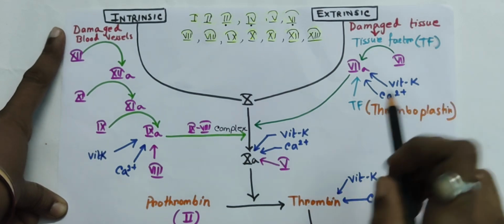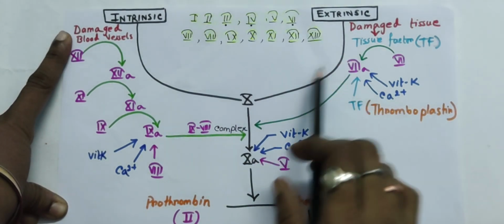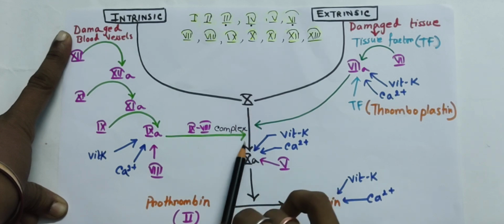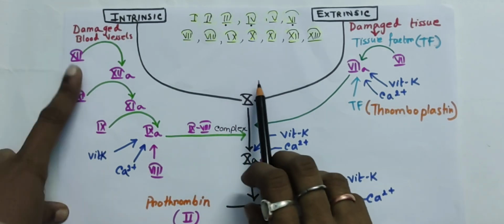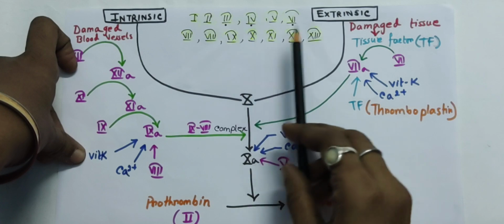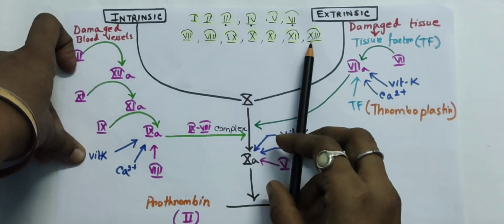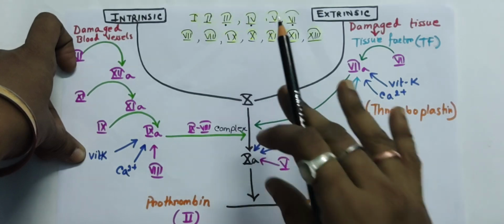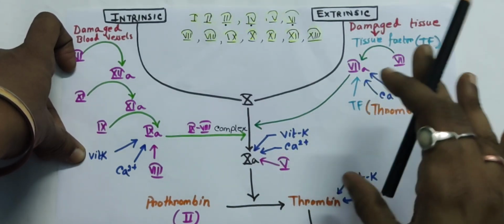Now look very carefully. Both of the phases come and meet at a point, and then they follow the same pathway. For this process, 13 types of factors are responsible. Those 13 types of factors are actually proteins and they are produced in the liver.